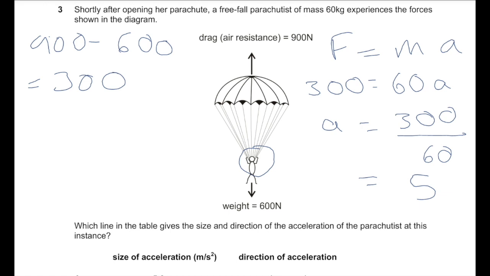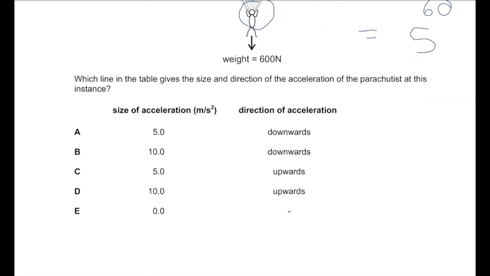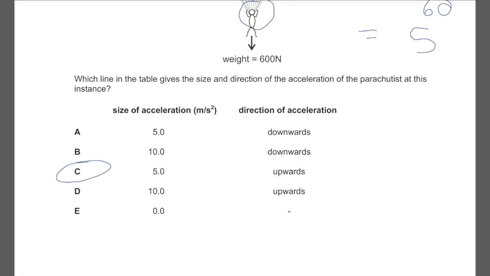Now, the direction of the acceleration is very straightforward. Which direction is the force greatest in? The 900 or the 600? It's the 900. Therefore, the acceleration is upwards. Thus, the answer is C. That is question 3 completed.